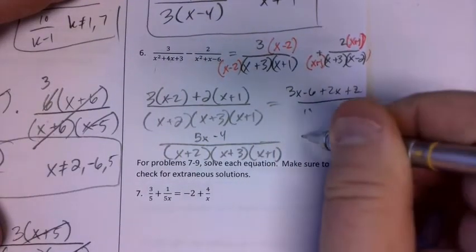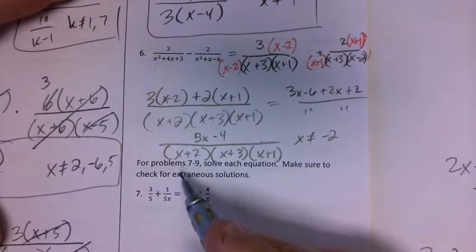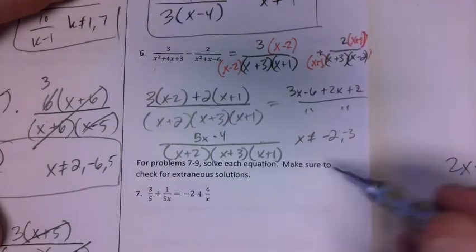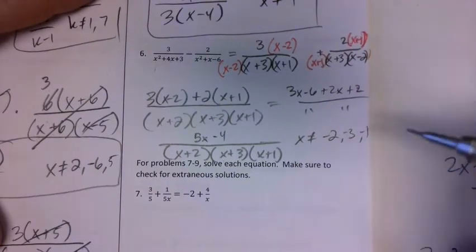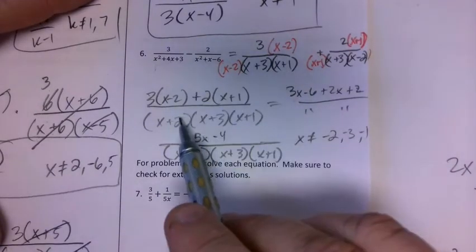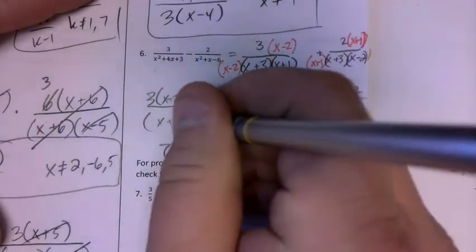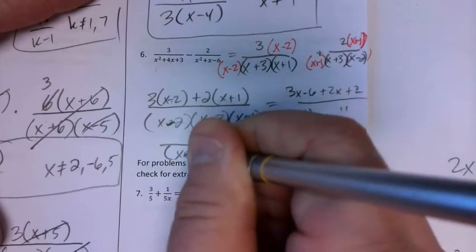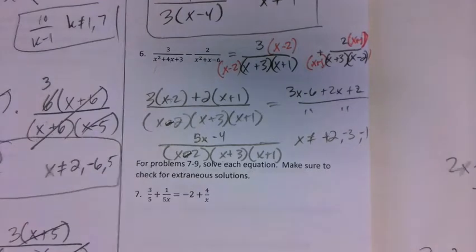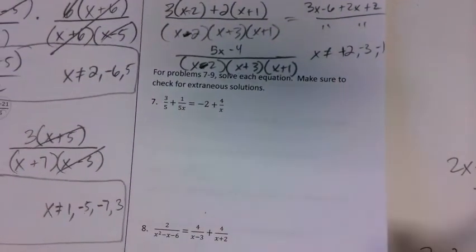So that's it. And x can't equal negative 2 because negative 2 plus 2 equals 0. Negative 3 because negative 3 plus 3 equals 0. And negative 1 because negative 1. Oh, that's not a plus 2, that's a minus 2. Okay, I got it there. This should be a minus 2 right here, which means x can't equal positive 2. Okay, there that is.